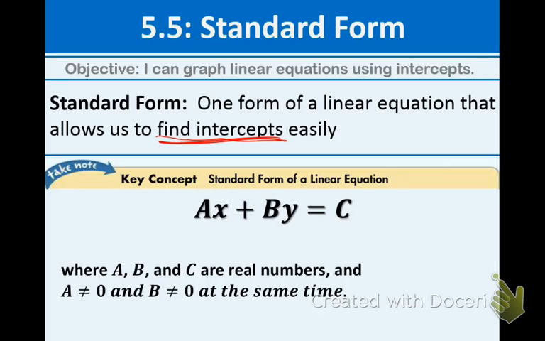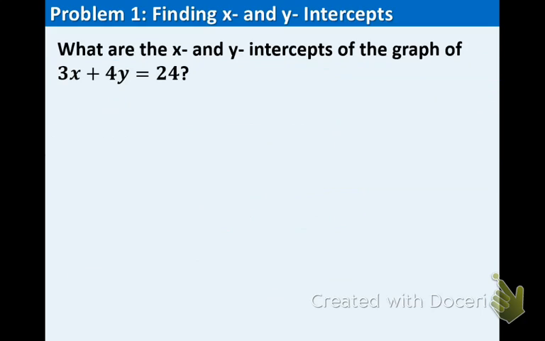Our form is the following: ax plus by equals c, where a, b, and c are real numbers, and a and b cannot be equal to 0 at the same time. So make sure you have written all of this down on your note sheet. Ax plus by equals c. We're going to be finding the x and the y intercepts.